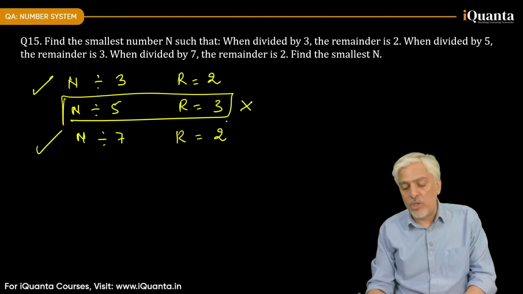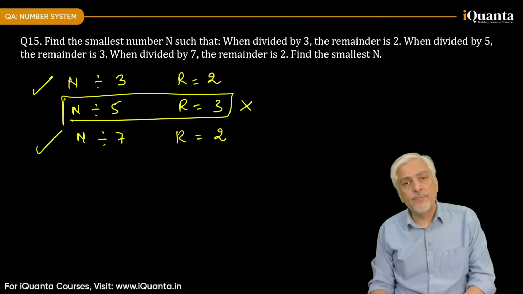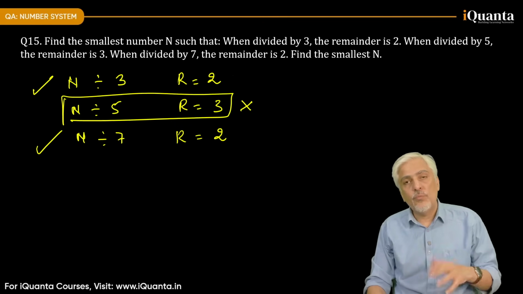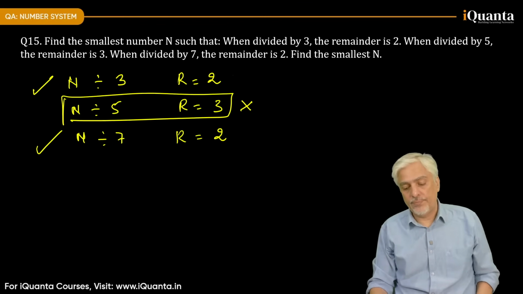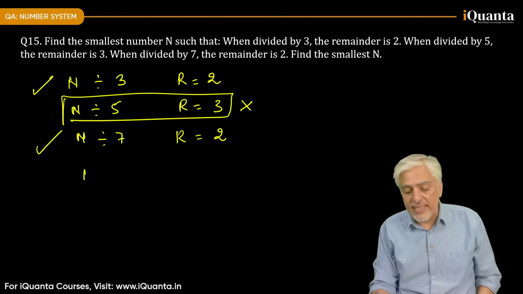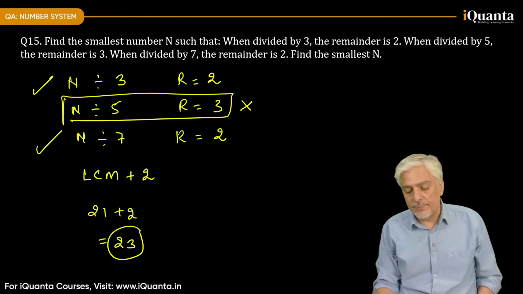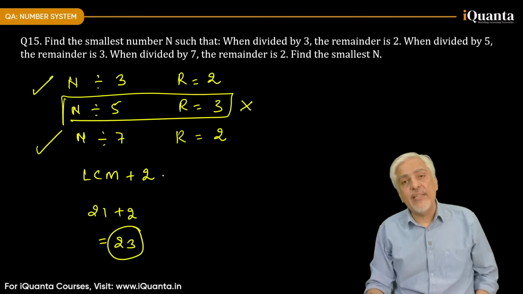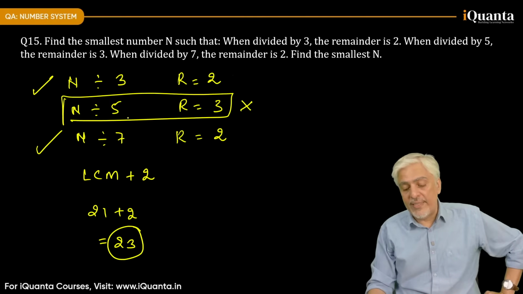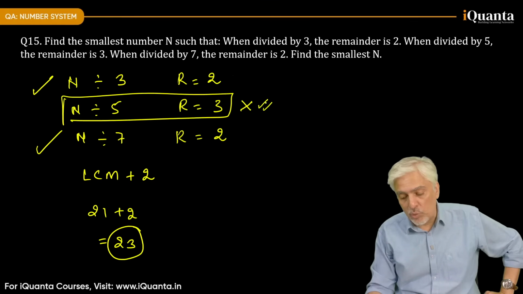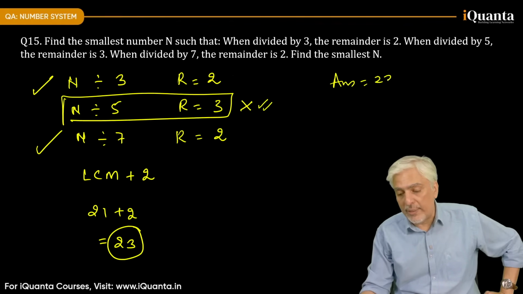ये दोनों these two people have a common remainder. So let's take that. Divide by 3, remainder is 2. Divide by 7, remainder is 2. So I can take either 2 or the next number will be 23. अगर मैं सिर्फ ये या तो LCM plus 2. 7 3s are 21 plus 2, 23. Now, then the remaining part is trial and error. 23 divided by 5. Luckily, the remainder comes 3. So, answer is 23.